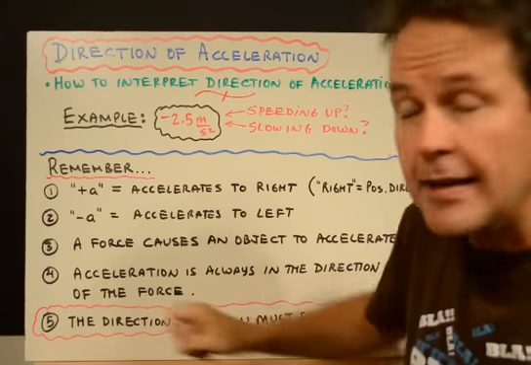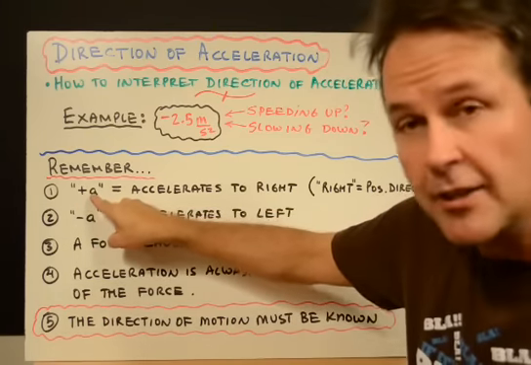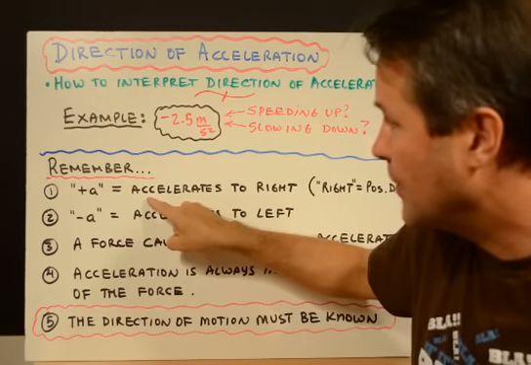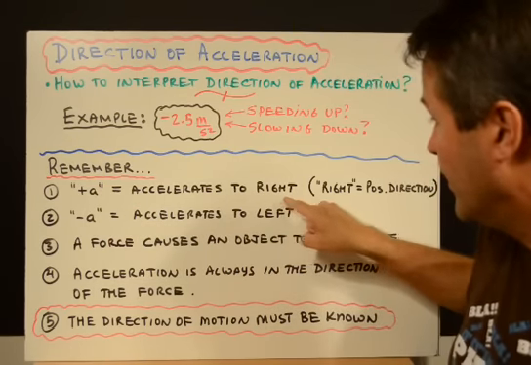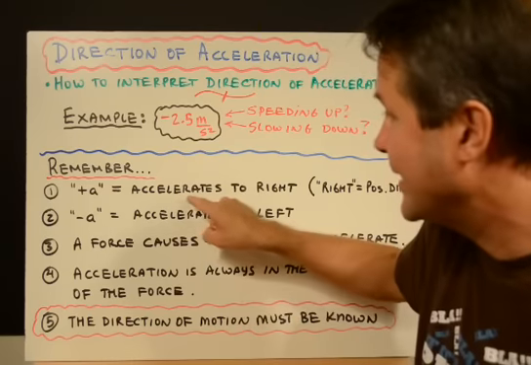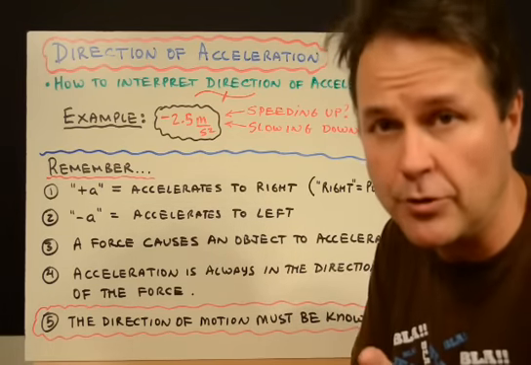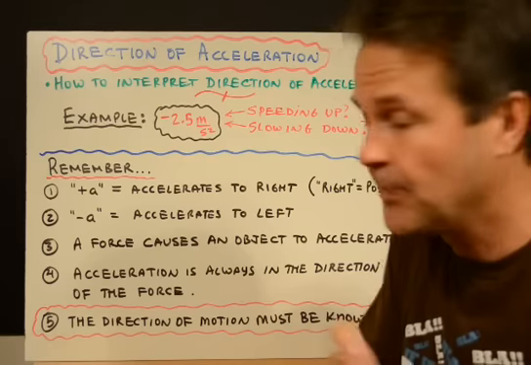There are 5 things that I want you to remember. First of all, when you see positive acceleration, that means the object accelerates to the right. Right means the positive direction. Now careful, when I say it accelerates to the right, that doesn't mean that the object is moving to the right. There's more to it.